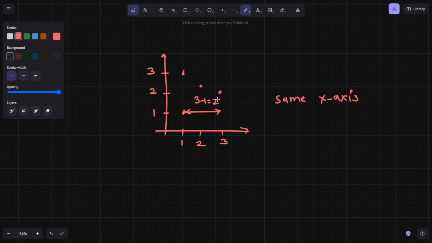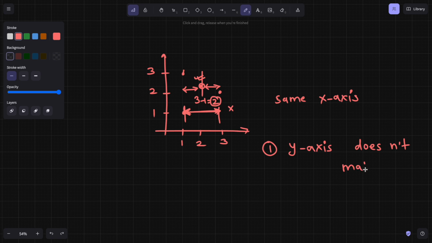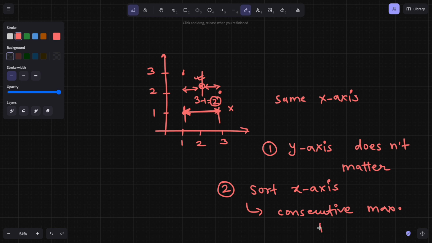Would 2 be my answer? No, because between these two points I already have one point here. So now my width would be this one and this one. If you observe this closely, I can say only one thing: the y-axis doesn't matter. That is one thing. And the second thing is that if you sort the x-axis, then you just need to find the consecutive maximum difference. That would be your answer.